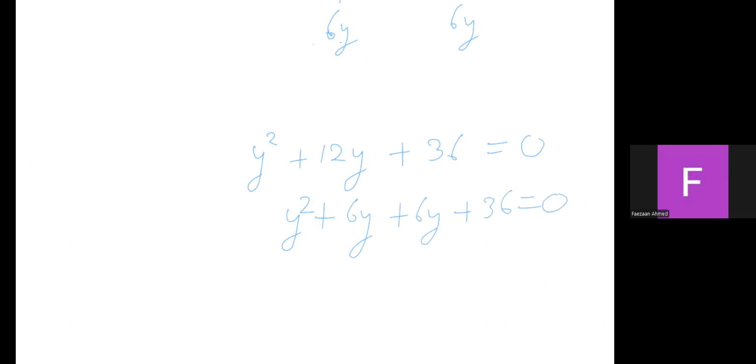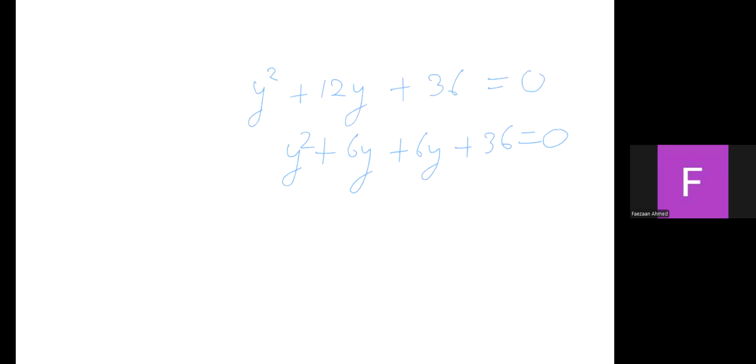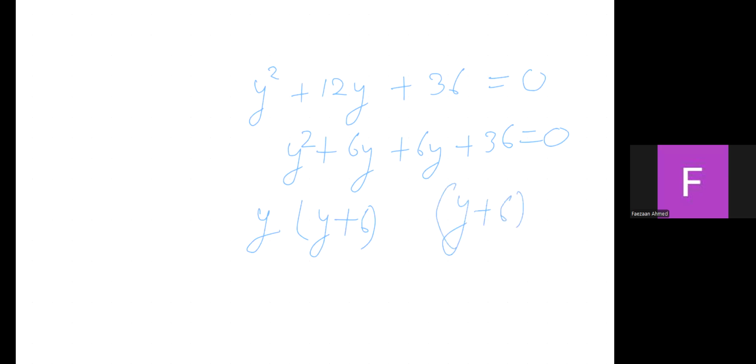Okay. Can I take something common? Maybe I can try. So I can take y common. I get y plus 6. And then because I want to bring them into two factors, I can also write it as a multiplication of two expressions, I mean. So plus 6 is equal to 0. This gives me y plus 6 into y plus 6 is equal to 0.